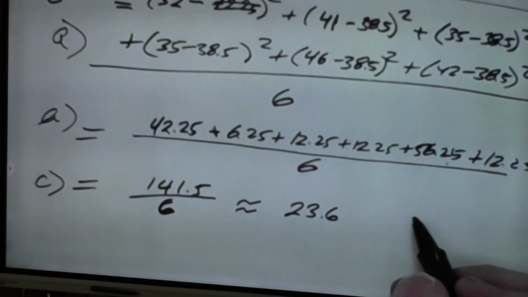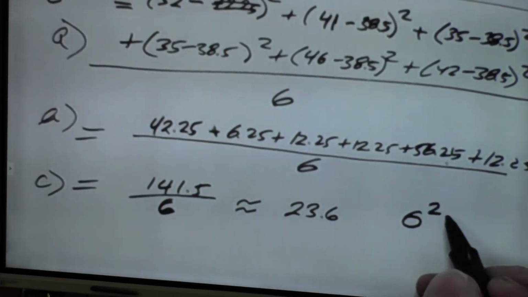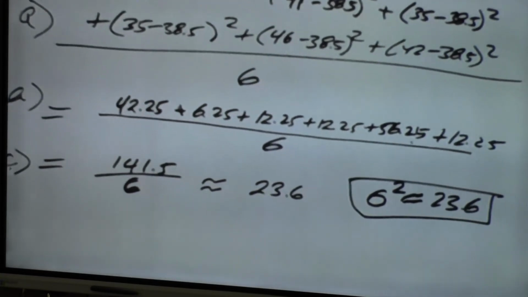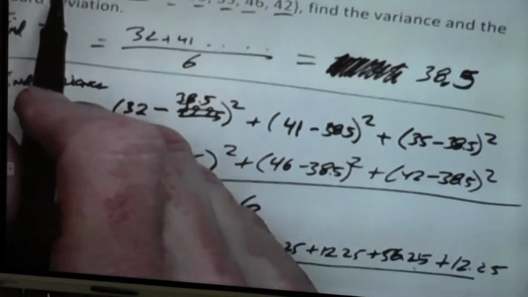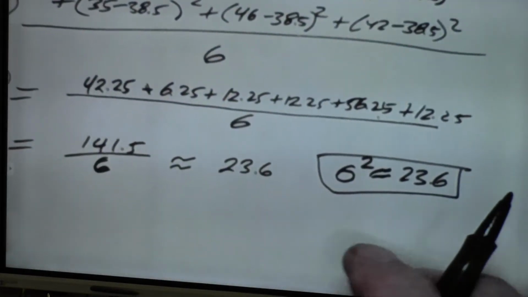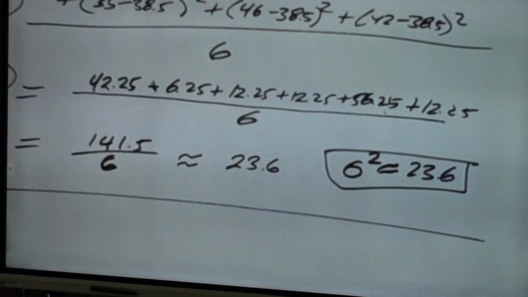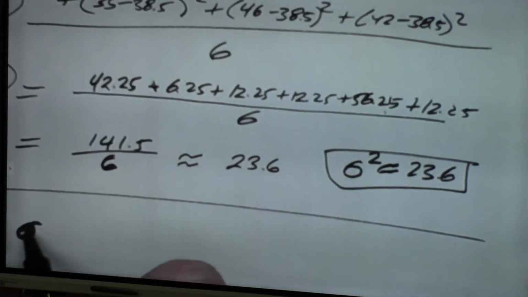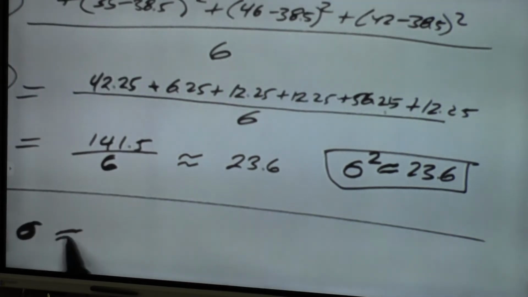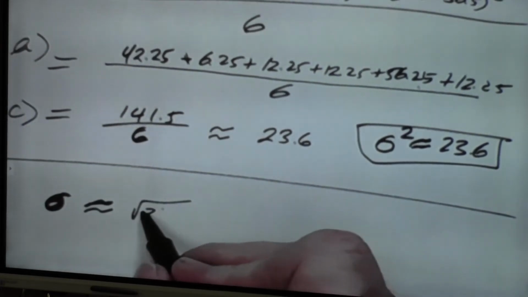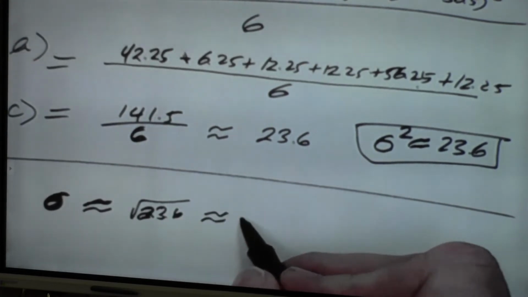So the variance, this squared, is approximately 23.6. So that's the second thing, or it says, given this data set, find the variance. We just found the variance. The third thing is frankly really easy. The standard deviation is nothing more than the square root of the variance. So all I need to do is simply take the square root of 23.6, which is approximately 4.9.